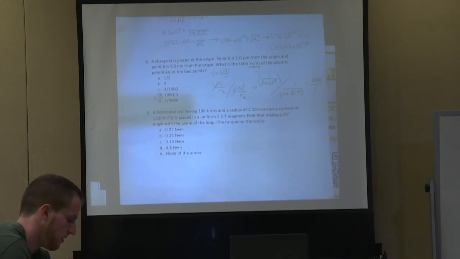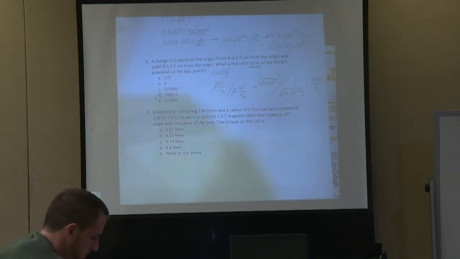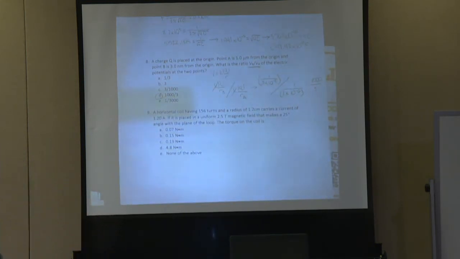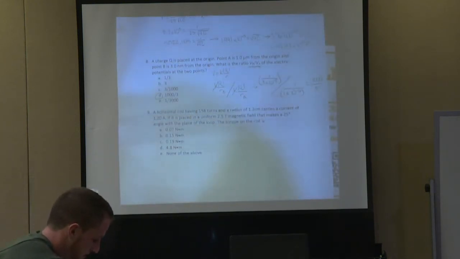Number 9. A horizontal coil having 156 turns and a radius of 1.2 centimeters carries a current of 1.20 amps. If it is placed in a uniform 2.5 Tesla magnetic field that makes a 25 degree angle with the plane of the loop, the torque on the coil is what?